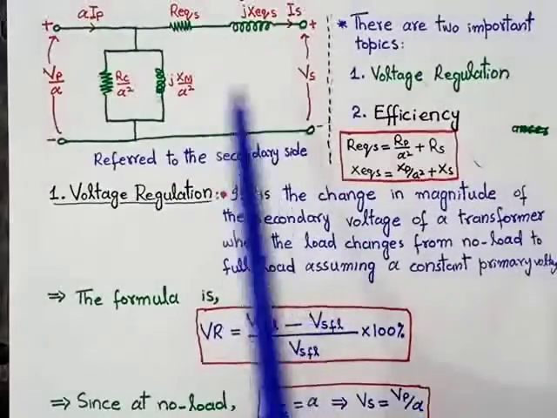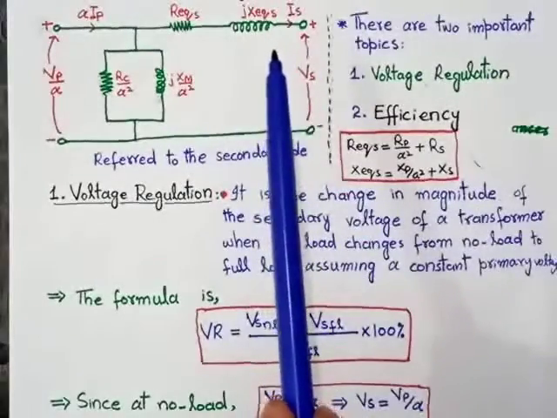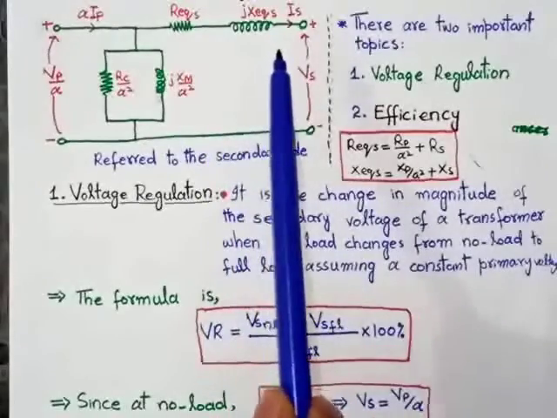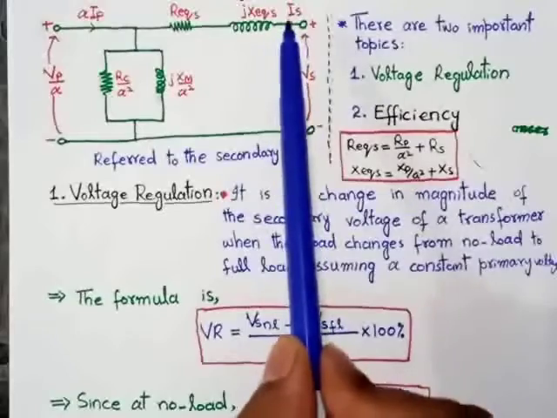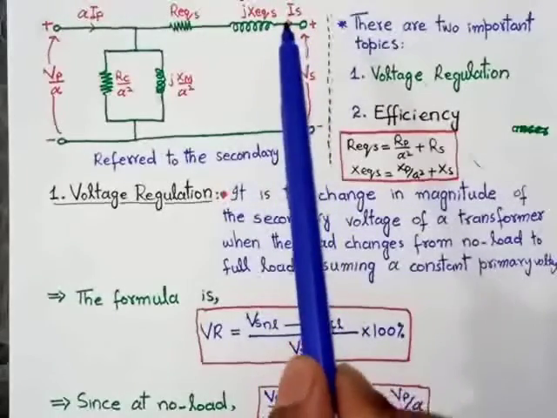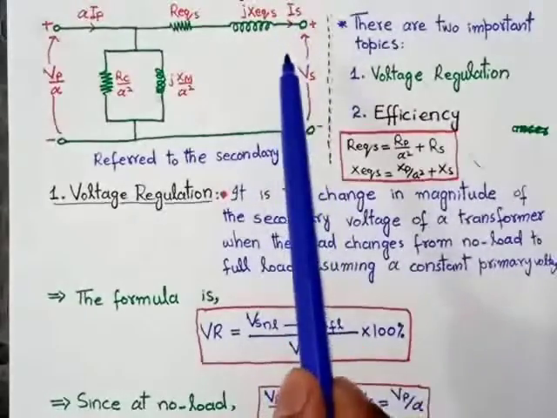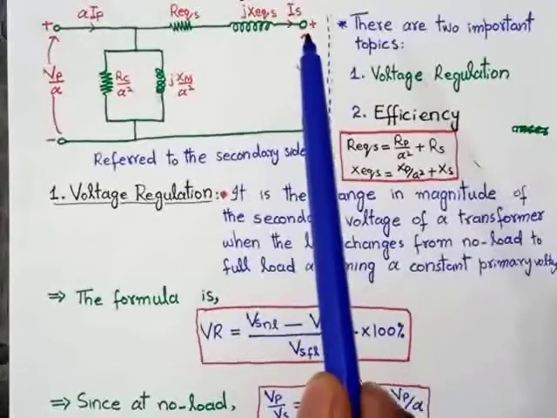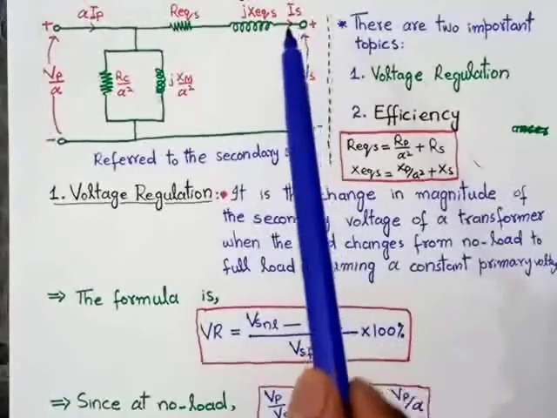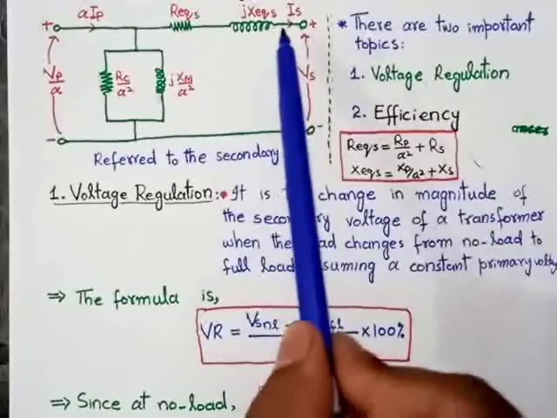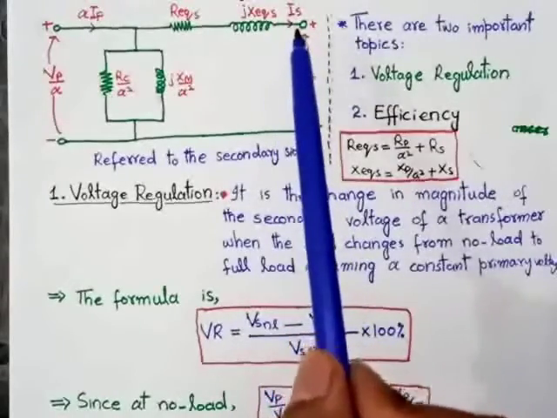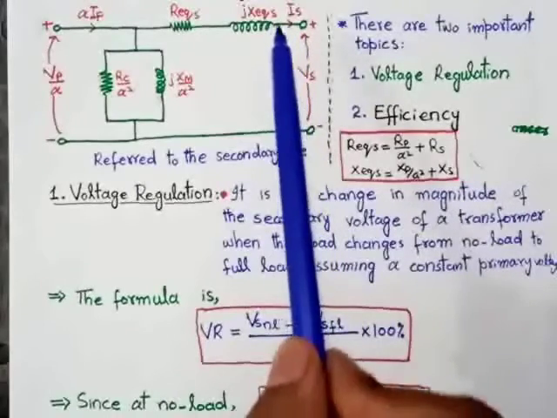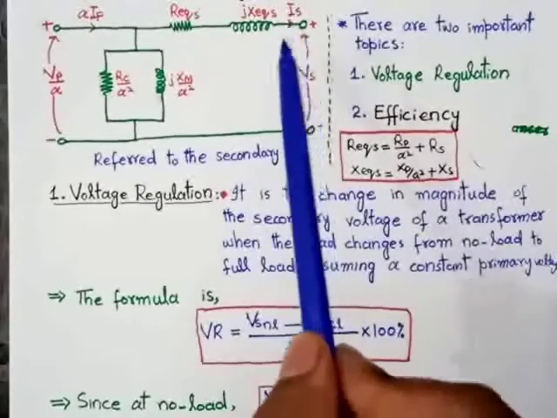So in case of no load condition, the current will be zero. That is, the value of the secondary current will be zero. Because when there is no load connected, the circuit will be open. When the circuit is open, the value of the current will be zero. So that's why in case of no load condition, the secondary current will be zero.